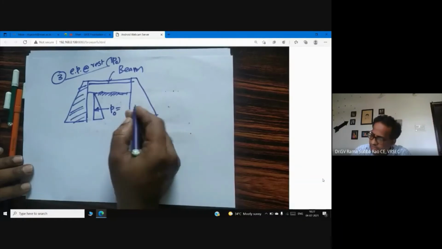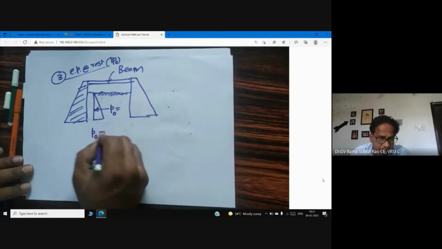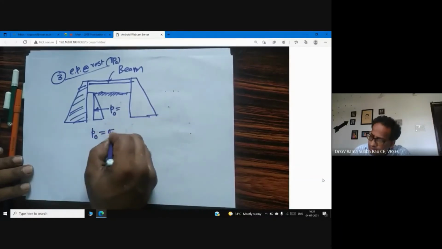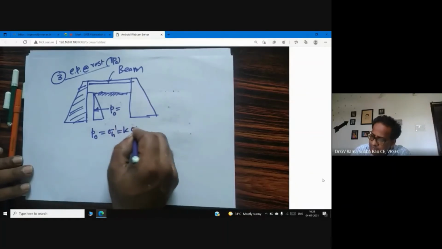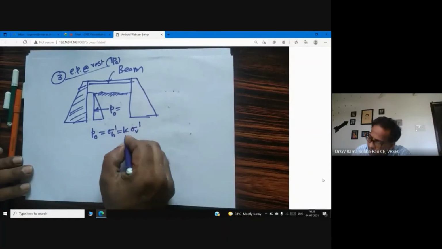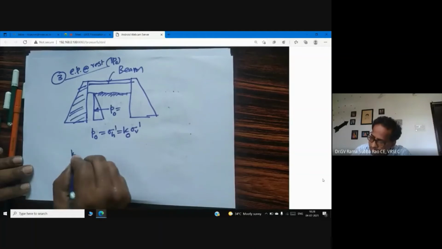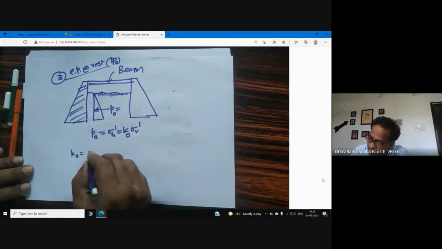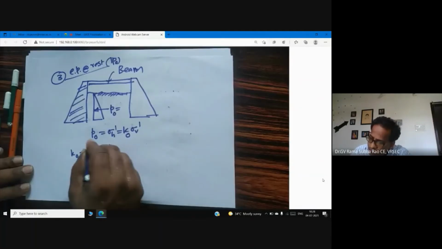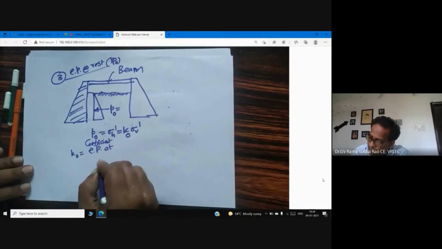Because p naught is a horizontal stress, K into sigma V dash. What am I supposed to write now? K naught. What is K naught? K naught is the coefficient of earth pressure at rest.